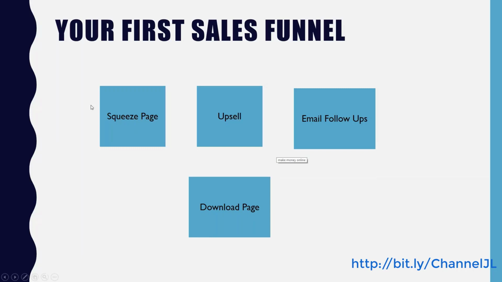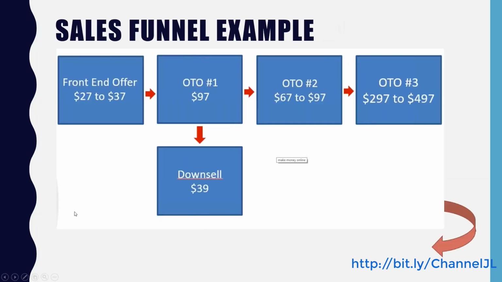So we're going to start by setting up the first part of this, but I also want to show you a little bit of a sales funnel example here, because I want you guys to understand what we're setting up here. So when you're selling products within your first funnel, you have your front-end product, you have your one-time offer, you could have a second or a third one-time offer, or a downsell.